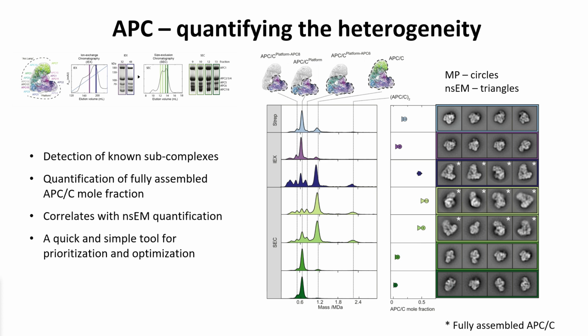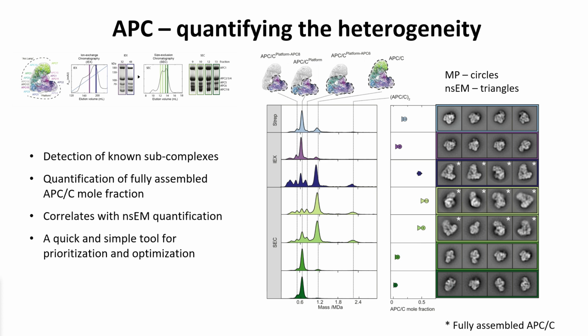Now the question was, is it true? Is it really true what you have in the sample? In order to verify it, we did also negative staining EM. So we took again exactly those samples and stained them and took them to an EM facility and recorded a lot of micrographs and then averaged them. And here you can see the 4 most populated 2D class averages for all the samples, where asterisks correspond to a full complex 2D representation.